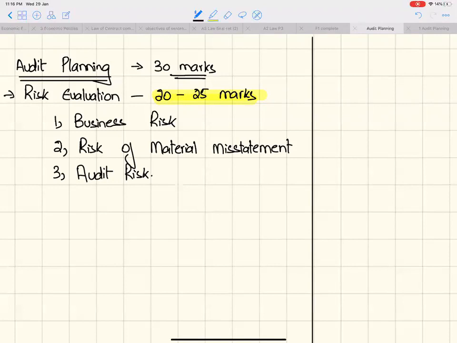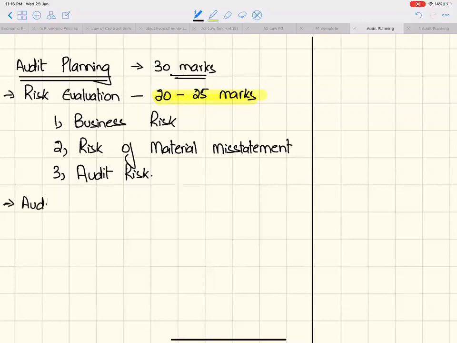Now, in the AAA paper, the examiner will provide you a scenario and he will ask you to evaluate the risk from that given scenario. You have to evaluate the risk in that given scenario and you have to write according to the situation of the company. Okay. The examiner will not ask theoretical knowledge, that what is business risk. He will not ask in this manner, what is risk of material misstatement or what is audit risk. He will give you a scenario and then he will ask you to evaluate the audit risk or evaluate the business risk or evaluate the risk of material misstatement in the given scenario.